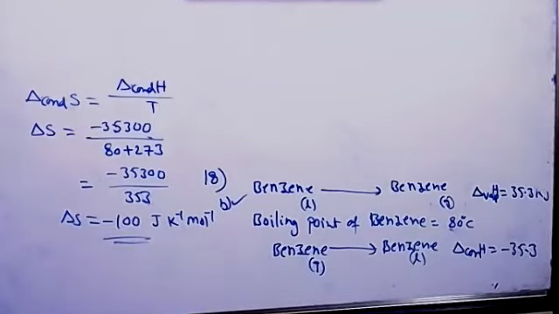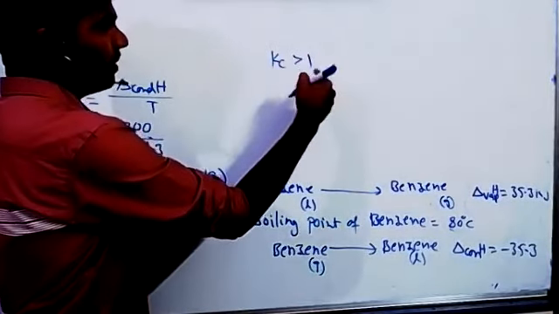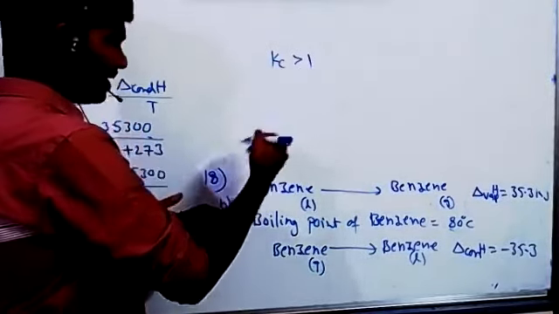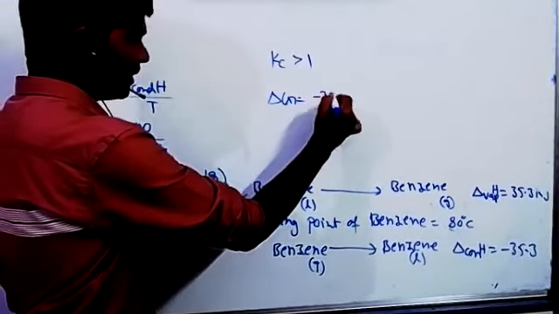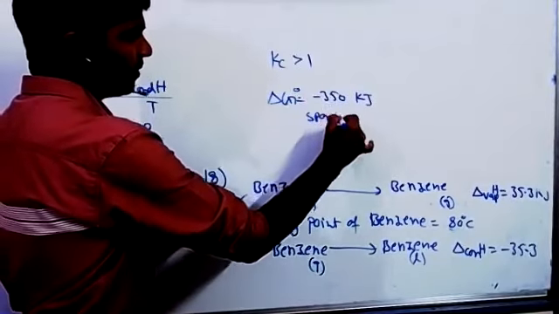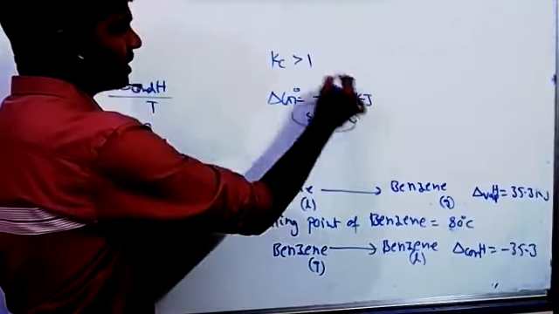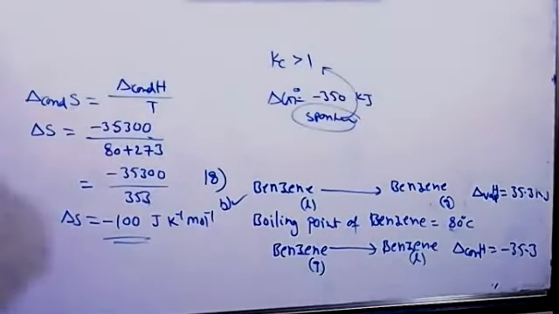Option B, equilibrium constant is greater than 1. Yes, this is correct. I gave previously, if equilibrium constant Kc is greater than 1 it means spontaneous. Because here the delta G value we got has a negative sign. Minus 350 kilojoule means this is spontaneous. So the same spontaneous process is further favored by Kc greater than 1. B is the correct option.